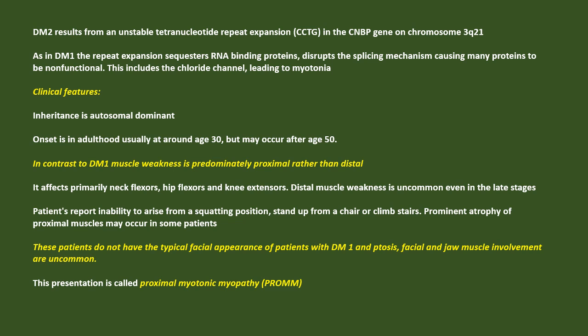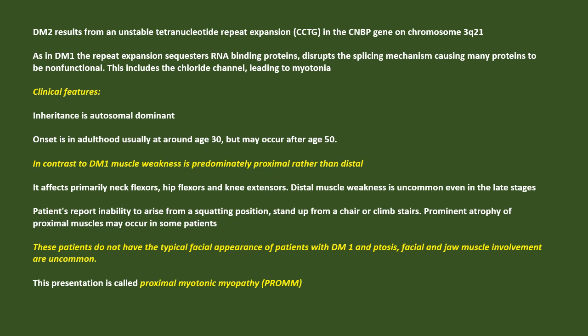Clinical features: inheritance is autosomal dominant. Onset is in adulthood, usually at around age 30, but may occur after age 50. In contrast to DM1, muscle weakness is predominantly proximal rather than distal. It affects primarily neck flexors, hip flexors, and knee extensors.